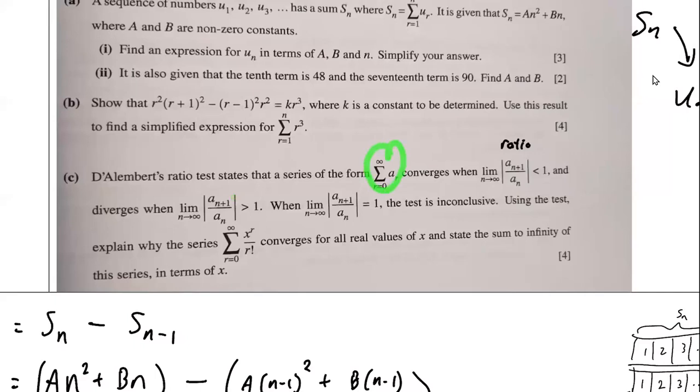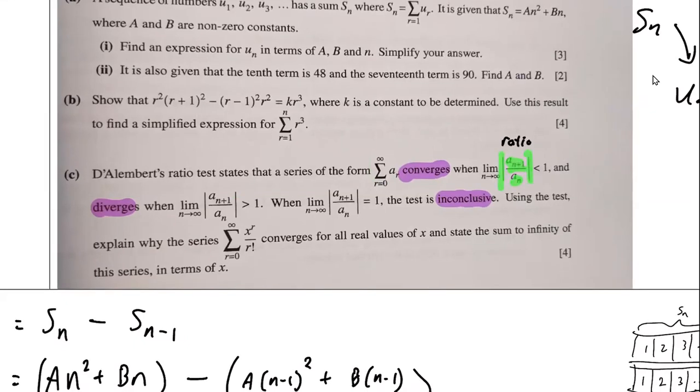This series has two possibilities. It will either converge, diverge, or be inconclusive. Converge, diverge, or be inconclusive when you use this test. What you do is you calculate a_(n+1) divided by a_n, and then you take the modulus, and you consider the limit as n goes to infinity.